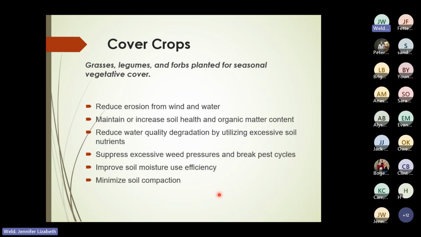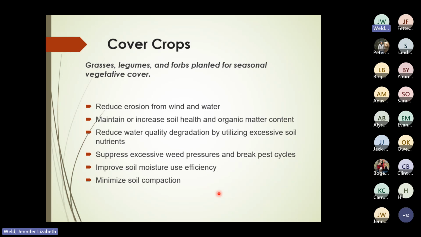Cover crops are becoming increasingly popular, used for a variety of reasons. And they're generally grasses, legumes, or forbs. And forbs are herbaceous flowering plants that are not grass. So clovers are a good example of a forb. And you just basically grow them, usually over the winter. You can reduce erosion this way. You keep the ground covered, right? There's not as much bare ground.